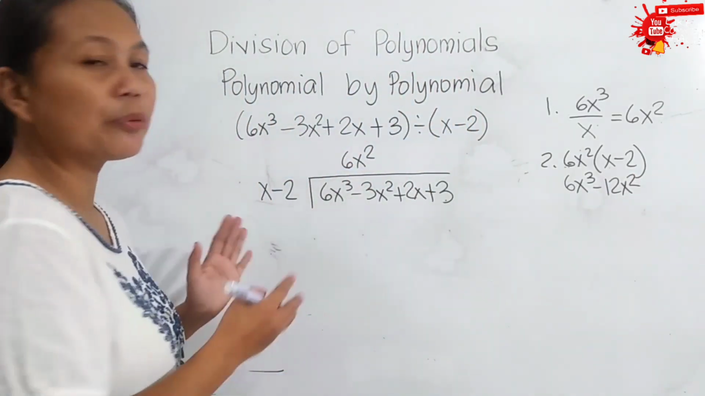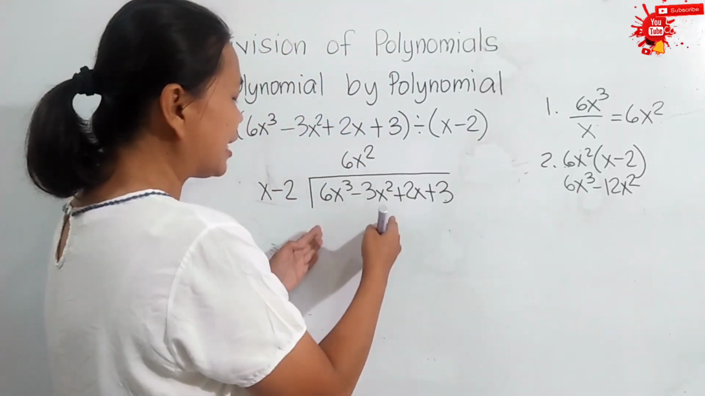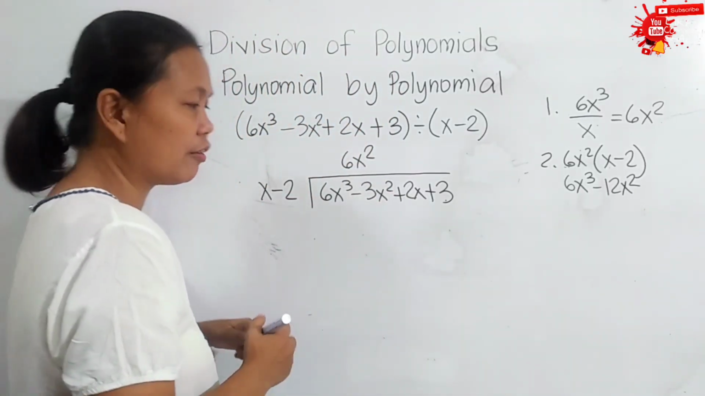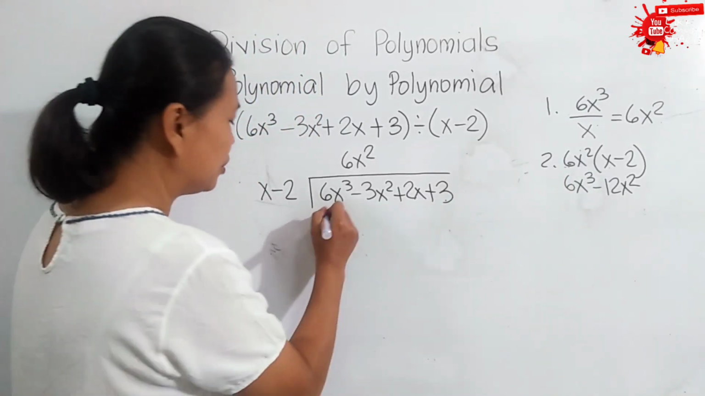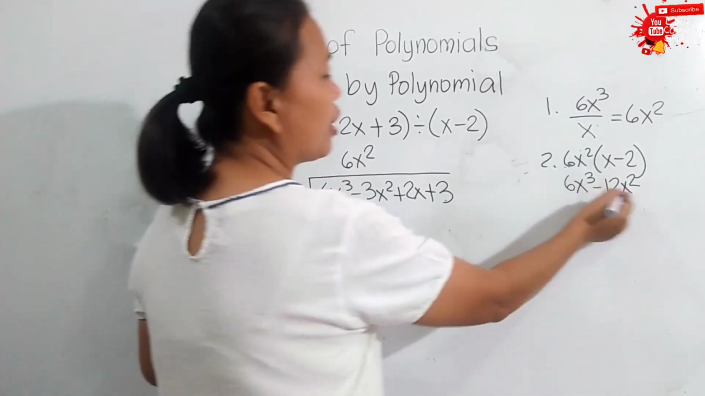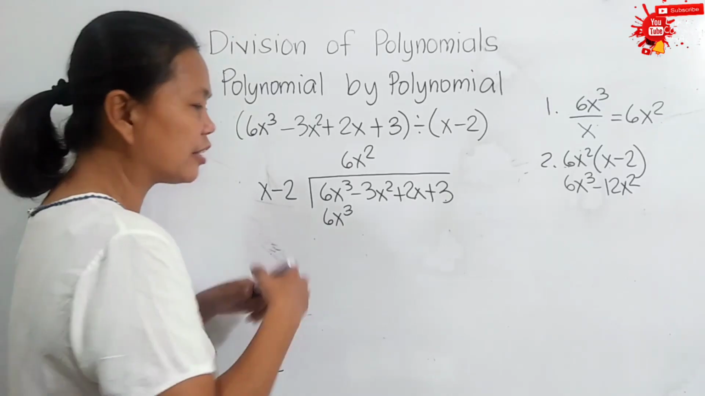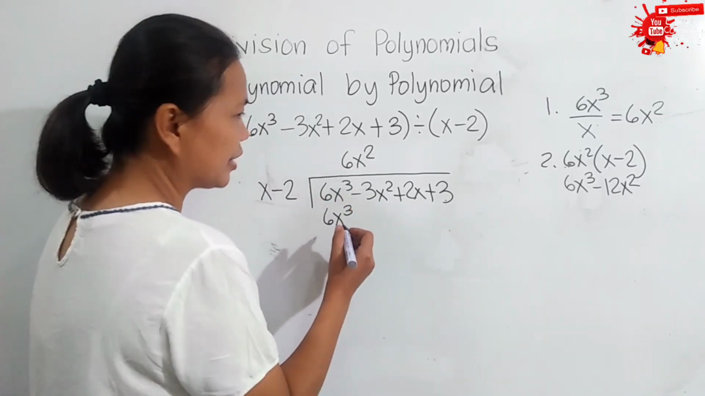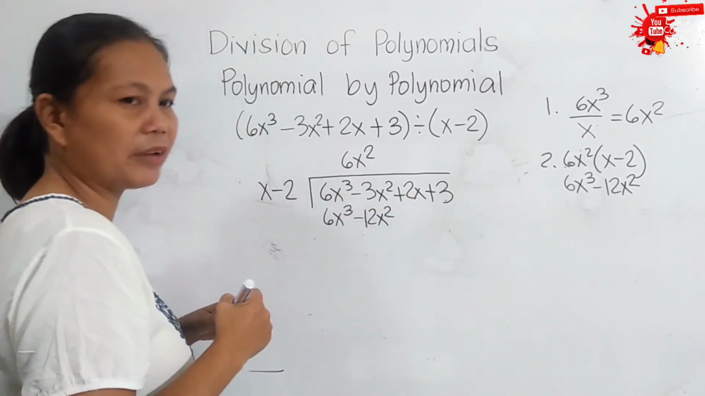Okay? So after we get the product, we rewrite this product vertically aligned with its similar terms. So we have here 6x cubed, so it is similar with 6x cubed. So we write it below 6x cubed. Then negative 12x squared, so it is similar to negative 3x squared. So we write it below negative 3x squared. So vertically. Okay, negative 12x squared.